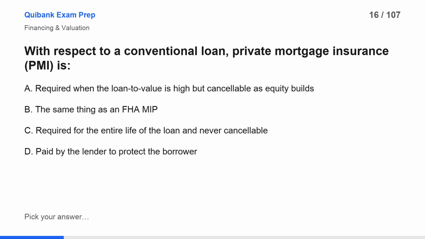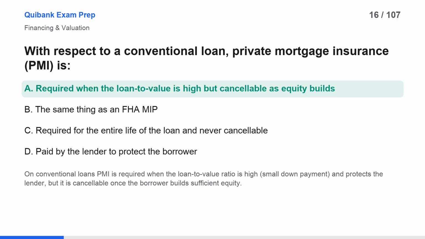Question 16. With respect to a conventional loan, private mortgage insurance (PMI) is A. Required when the loan-to-value is high, but cancelable as equity builds. B. The same thing as an FHA-MIP. C. Required for the entire life of the loan and never cancelable. D. Paid by the lender to protect the borrower.